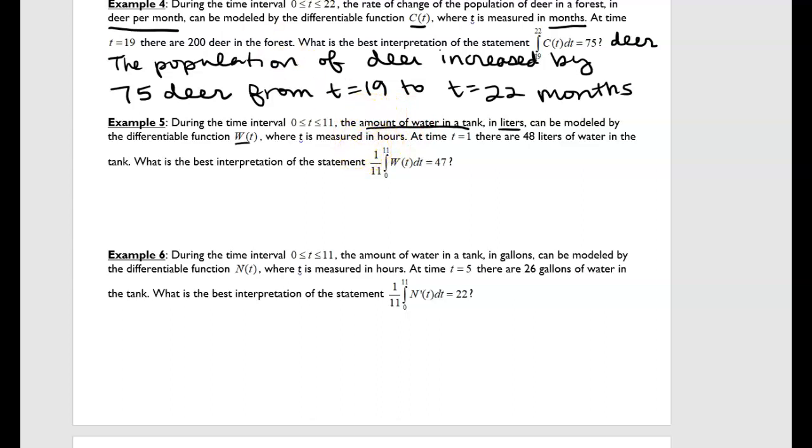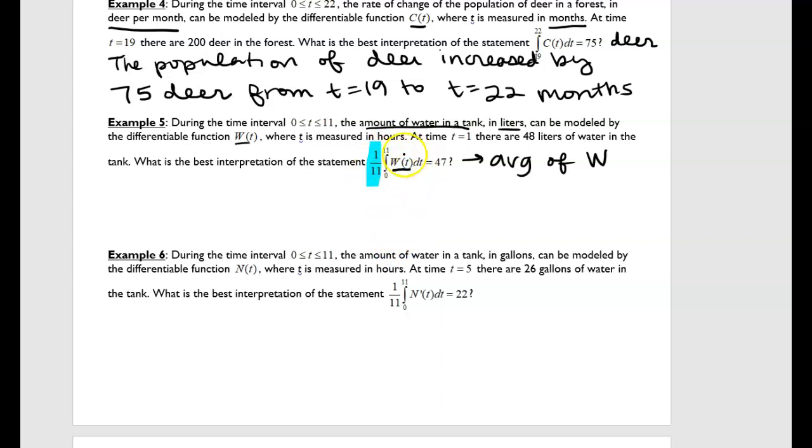But the key here is to notice that 1 over 11 in the front. When I see that I have a fraction coefficient, and I notice that the denominator 11 is the same as the width of this interval, what this is telling me is that this is the average of w, specifically average value. So whatever my function is here, which is w in this case, the amount of water in the tank, it will be the average of w.